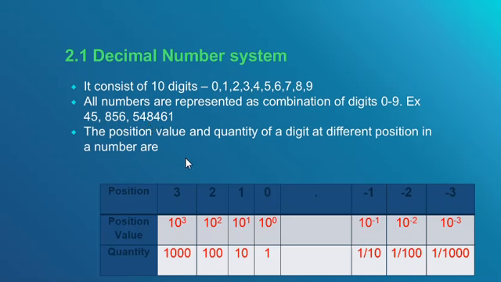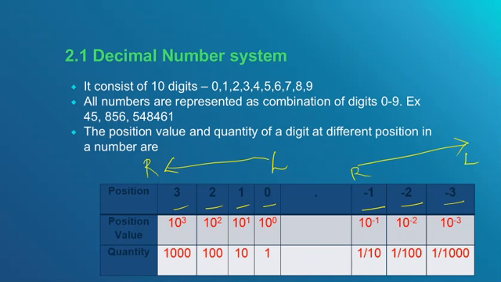The position value and face value for the number system are represented in this fashion. In the integer part, the position value will be calculated from right to left: 0, 1, 2, 3. Similarly for the fractional part, the position values will be calculated from left to right: -1, -2, -3. Based on the position value, the base value will be 10 power 3, 10 power 2, 10 power 1, 10 power 0, and then 10 power -1, 10 power -2, 10 power -3.